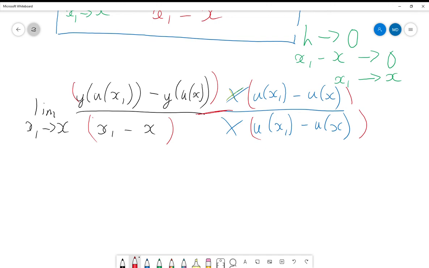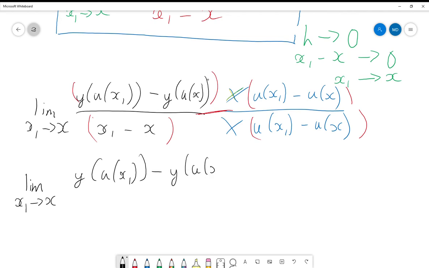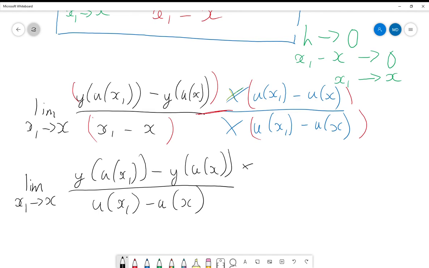But all I'm going to do is just rearrange the terms, because we're dealing with multiplication here, so there's nothing wrong with just rearranging the terms. So this is the limit as x1 tends to x of y of u of x1 minus y of u of x, all over u of x1 minus u of x, and we're multiplying each of these by, well, whatever's left in this case.